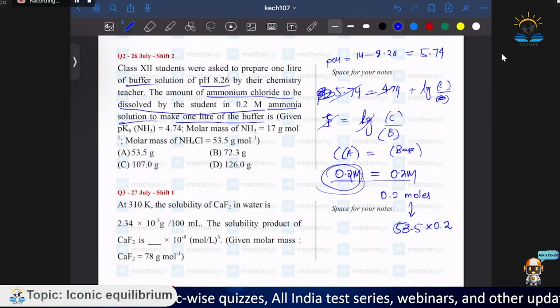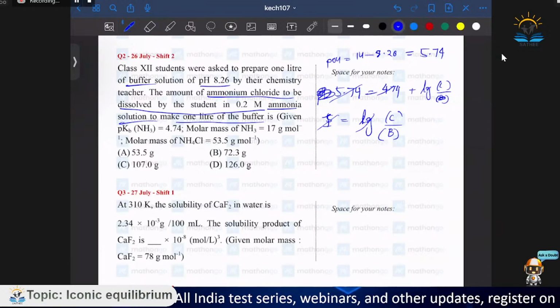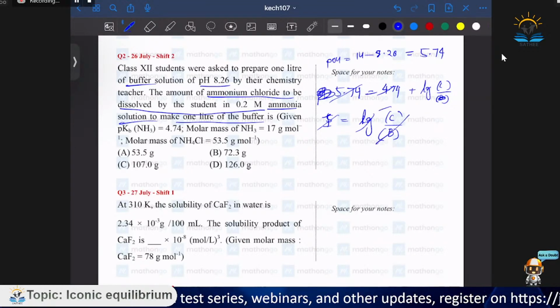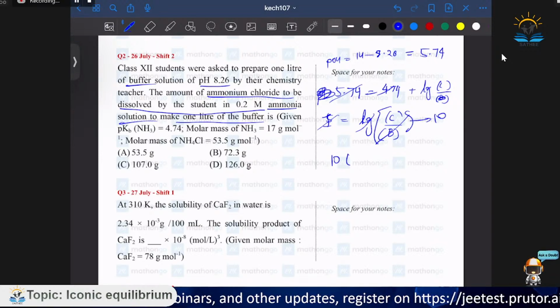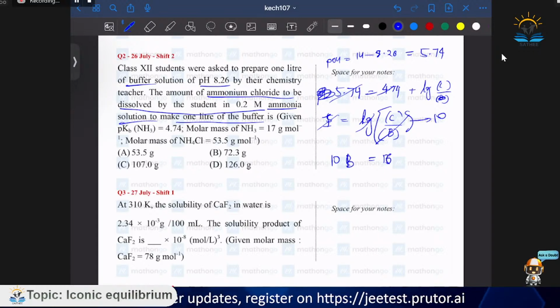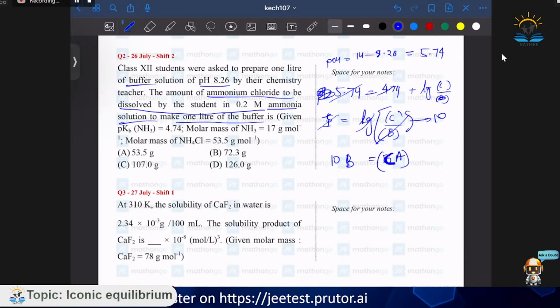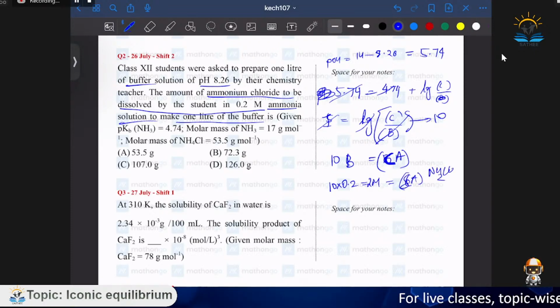Oh, I'm really sorry. There has been a calculation error here. If some log is 1, then this value is going to be equal to 10. So 10B is equal to C. So the concentration of conjugate acid is equal to 10 times the concentration of your base. So 10 into 0.2, that is 2 molar, is the concentration of conjugate acid, that is NH4Cl or the salt. Conjugate acid or salt, anything.